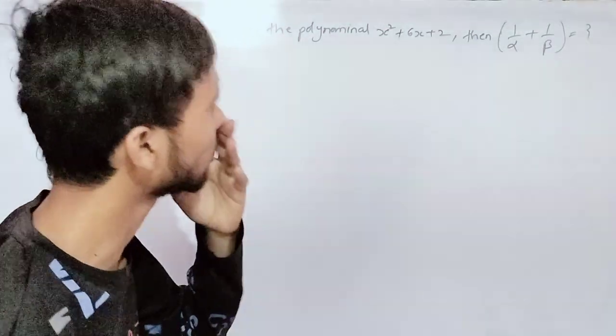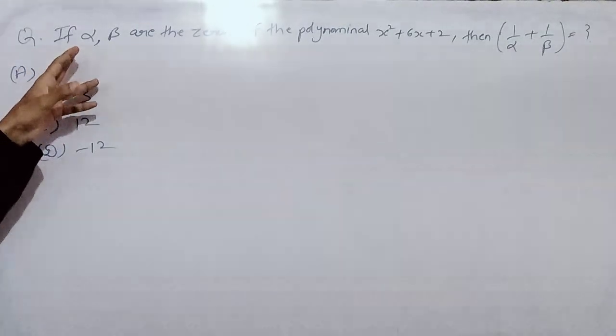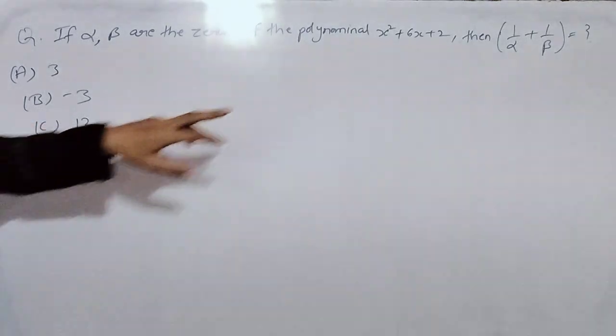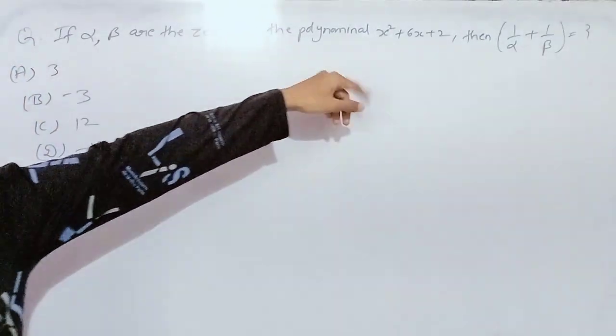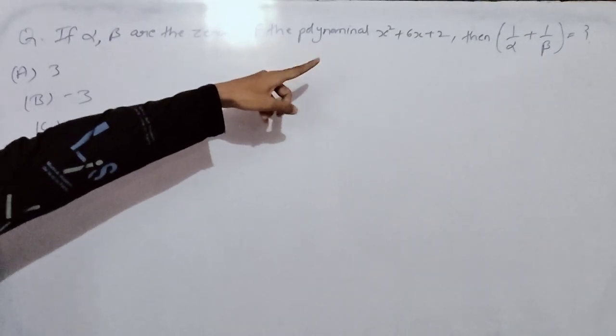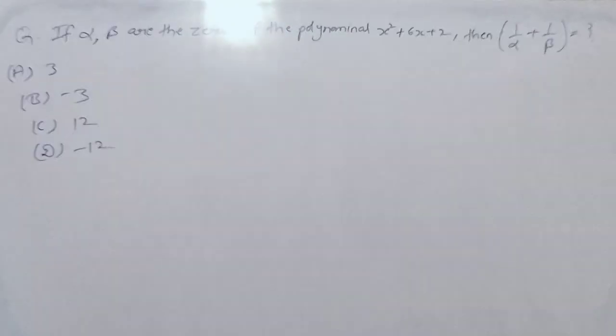If alpha and beta are the zeros of the polynomial, then this upon this will be equal to what? We know the value of a, so here we will use the splitting method. We will find the zeros of this polynomial, then we will add both like that.